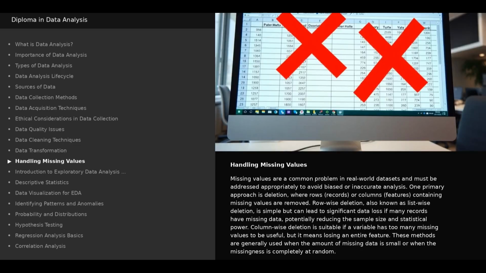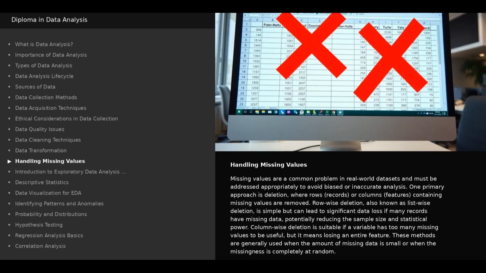Handling missing values. Missing values are a common problem in real-world datasets and must be addressed appropriately to avoid biased or inaccurate analysis. One primary approach is deletion, where rows, records, or columns, features containing missing values are removed. Row-wise deletion, also known as list-wise deletion, is simple but can lead to significant data loss if many records have missing data, potentially reducing the sample size and statistical power. Column-wise deletion is suitable if a variable has too many missing values to be useful, but it means losing an entire feature.